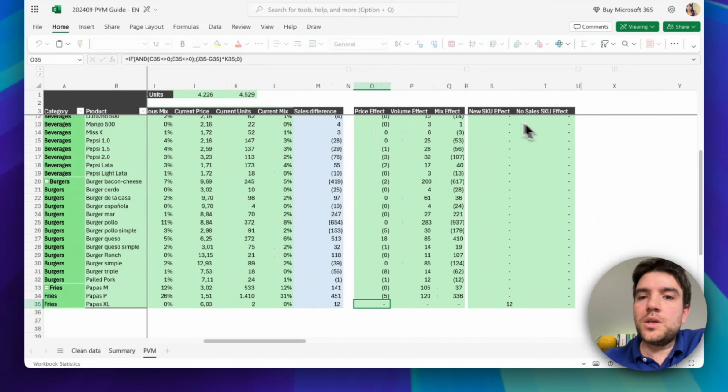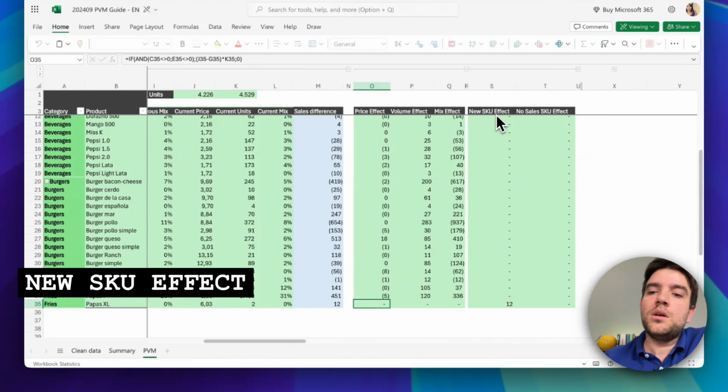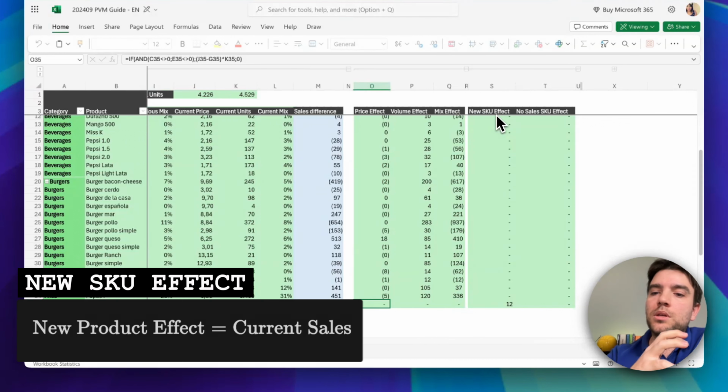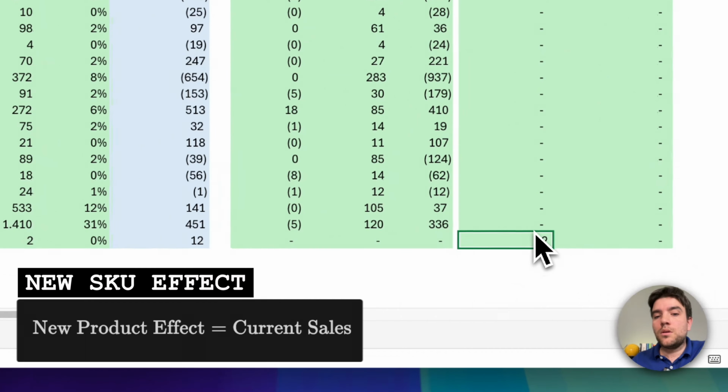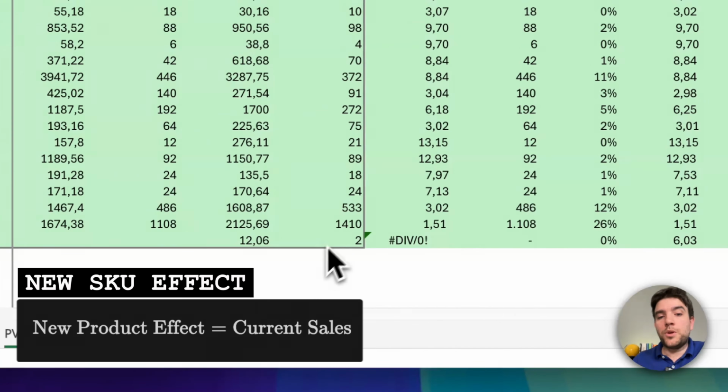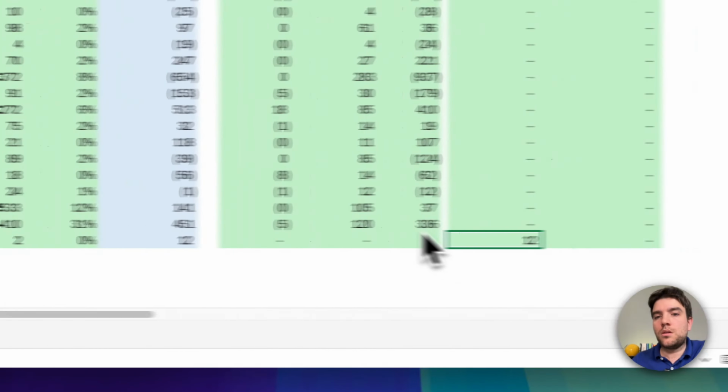So first, we have the new SKU or product effect, which basically means that the product didn't have revenue before and now it does. This case can happen, for example, when we have a new product, or maybe we didn't have units before, so we didn't have any revenue, or people didn't buy it. So in the end, it's just having revenue in this current period. So the formula for this effect is the revenue of the current period with a positive sign.